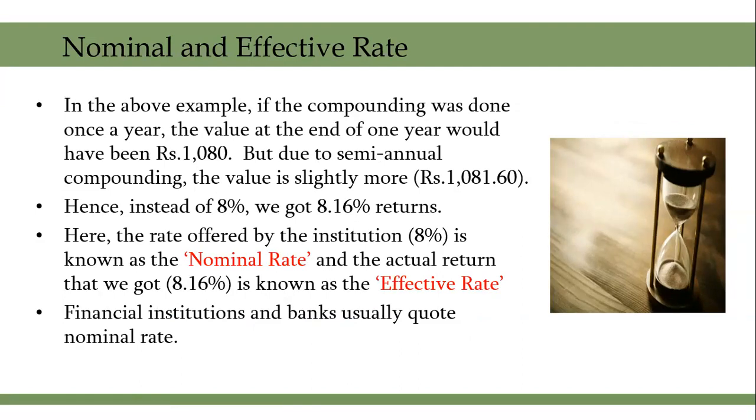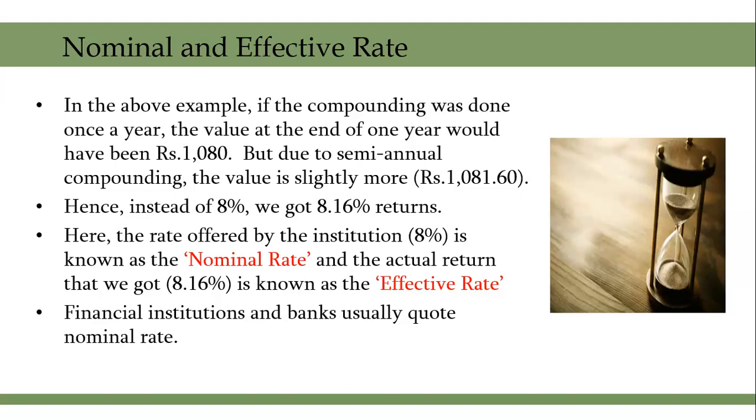In the above example, if the compounding was done only once a year, the value at the end of 1 year would have been rupees 1,080. But due to semi-annual compounding, the value is slightly more, which is 1,081.60. So here, even though the deposit offered 8% interest, because of semi-annual compounding, what we got is not 8%, but 8.16%. The rate offered by the institution, that is 8%, is known as nominal rate, and the actual rate of return that we got, which is 8.16%, is known as the effective rate.